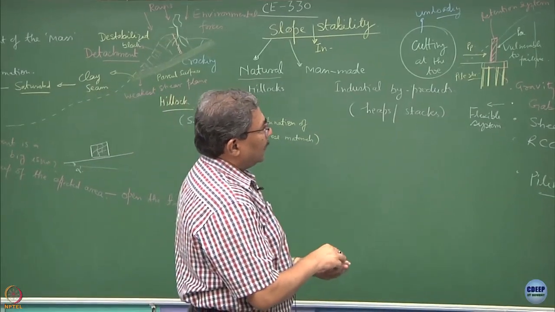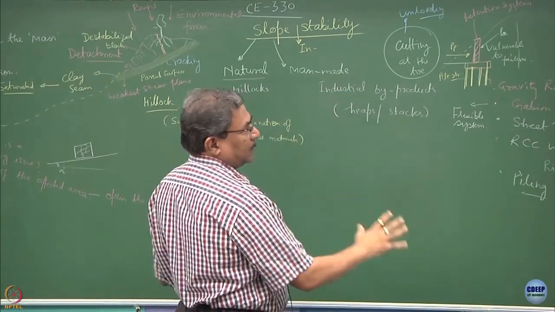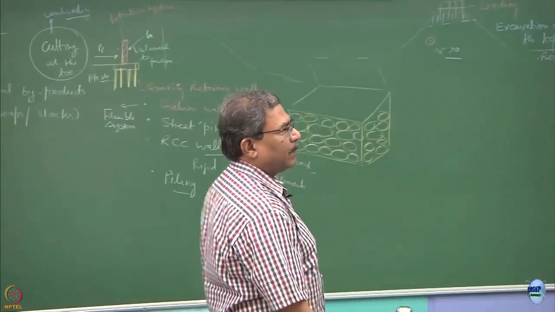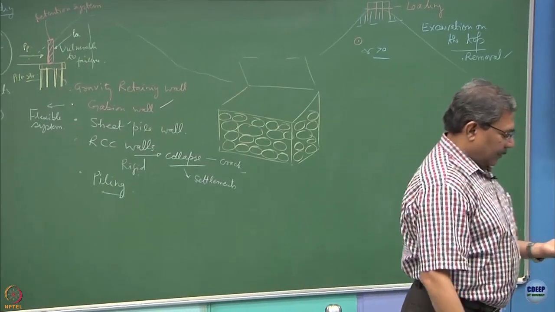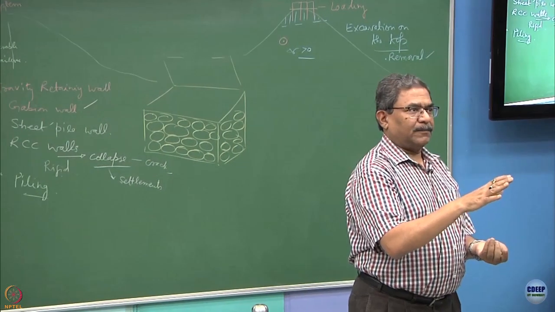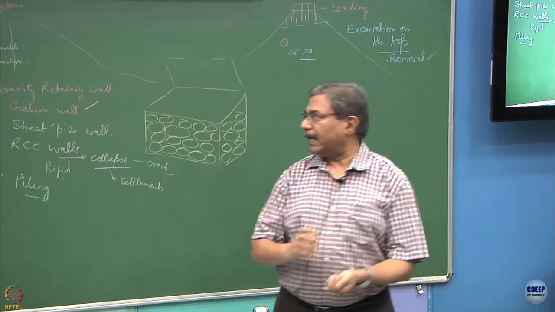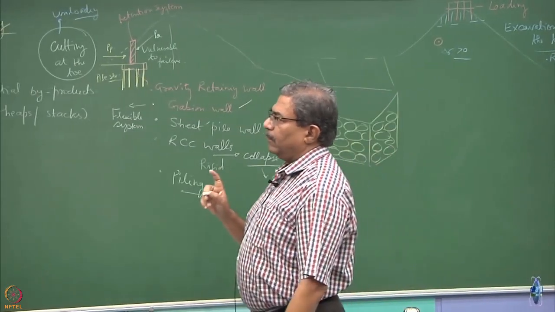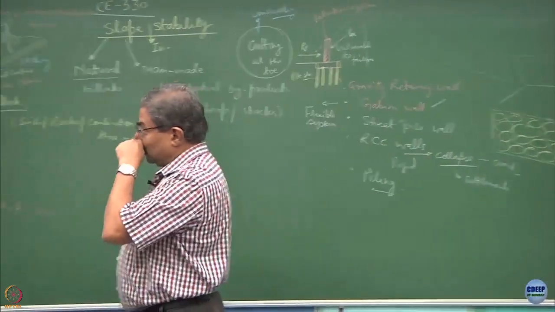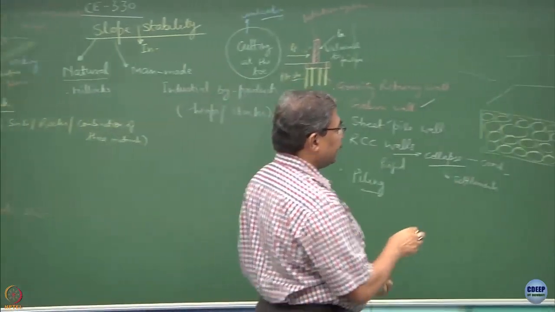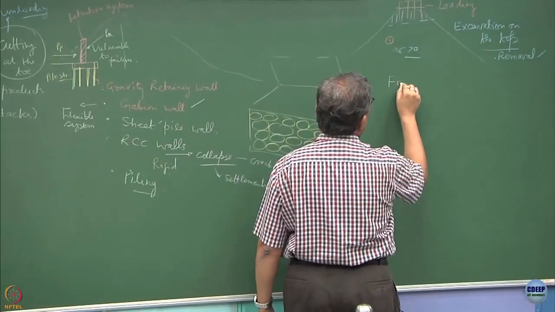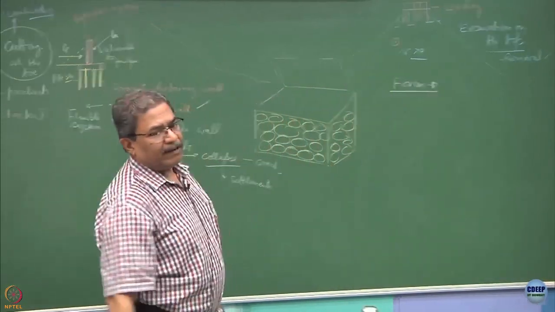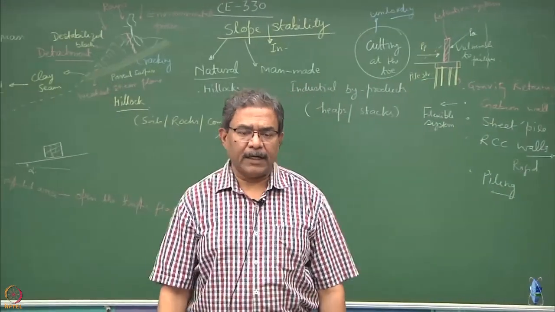Now, having done this much theory part of what causes instability in the slopes, we will have to bring in the mechanistic aspects. So, the mechanistic aspects are like this. What is the role of forces which are acting on the system? All right. So, what are the forces which are acting on the system? So, we divide them into two categories, internal and external forces.